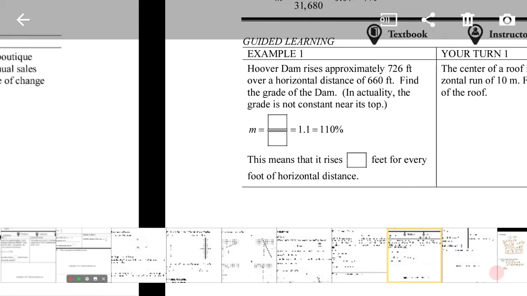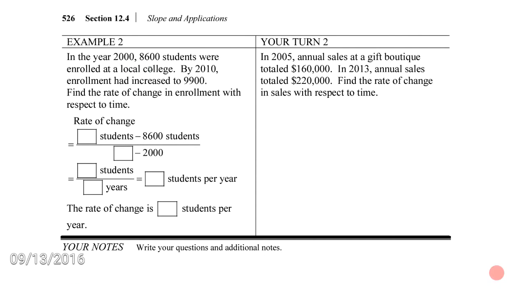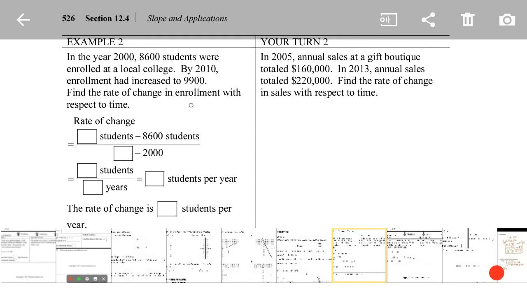So, next page, we have in the year 2000, 8,600 students were enrolled at a local college. By 2010, enrollment had increased to 9,900. So in 2000, we're going to let our x be 2,000.